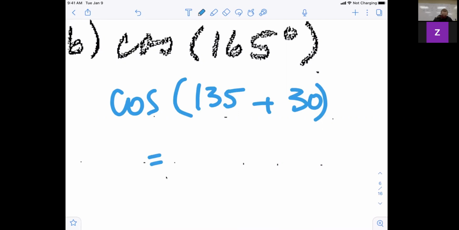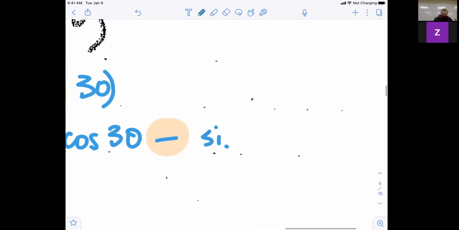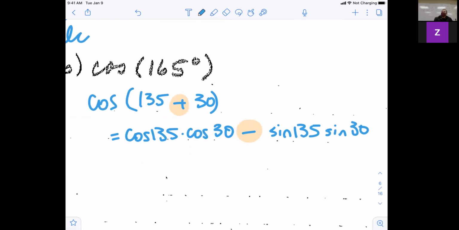Now we're going to do our cosine formula. I'm going to do both my cosines together. Cosine 135 times cosine of 30. My signs need to be opposite, so instead of plus, I'm going to write minus. And then it's going to be both my sines together. Sine of 135 times sine of 30. Then I go to my unit circle and I find all those pieces.